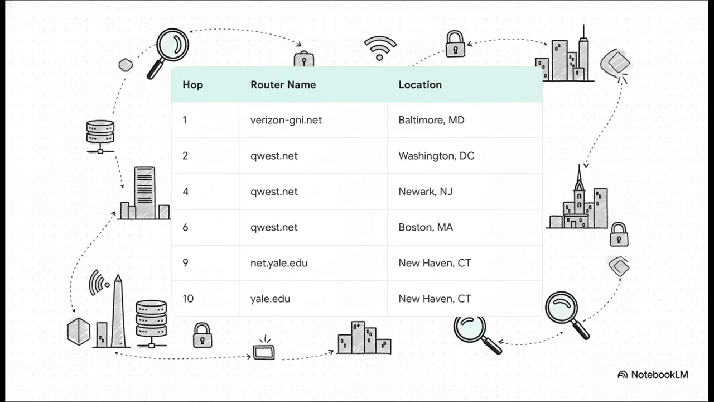Investigators can actually trace this path using a tool called traceroute. This table here is a real example of data traveling from Baltimore to Yale University. You can see it doesn't go straight there. It hops through routers in DC, then Newark, then Boston before it finally arrives. And every single one of those hops is a potential place to find digital evidence.